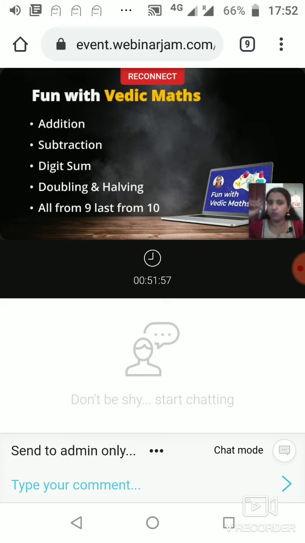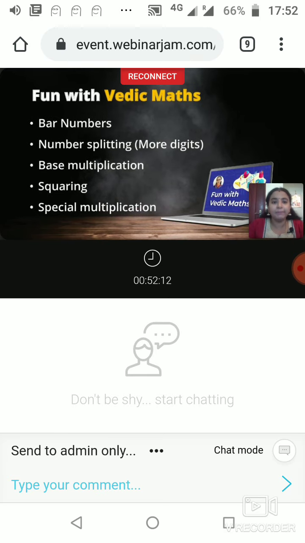I demonstrated only one method in all from 9, last from 10 here, but in the main course you will have a lot of methods, like how to subtract from 30,000 and how to subtract from 50 lakhs. And bar numbers is yet another interesting concept which will make addition and subtraction very simple. And number splitting will help to do larger subtractions.